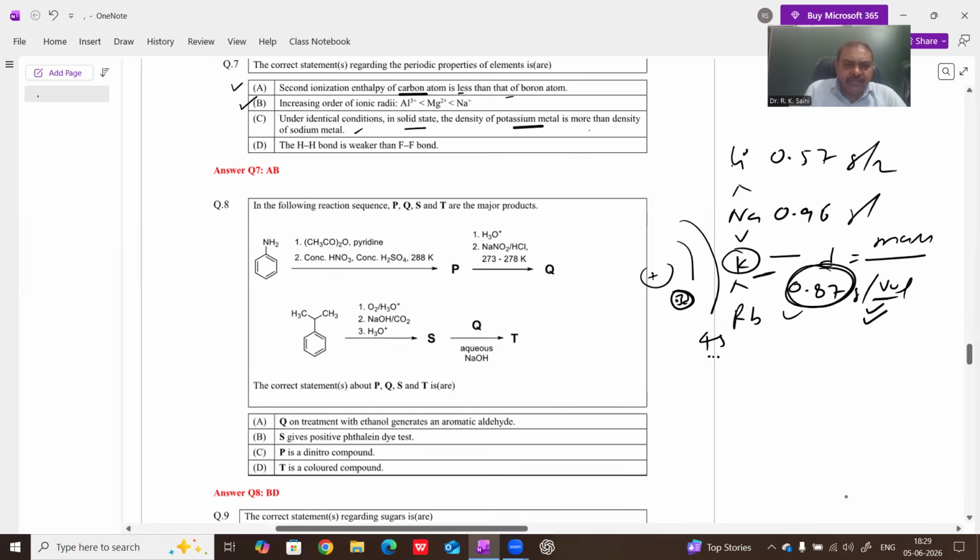It is incorrect. H-H bond energy is weaker than H-F. It is incorrect also, because effective overlapping takes place between the 1s orbitals of hydrogen. Therefore, single bond enthalpy among all bonds is highest in case of H2, because effective overlapping takes place. Its bond enthalpy is 436 kilojoule per mole, and hence it is also incorrect.